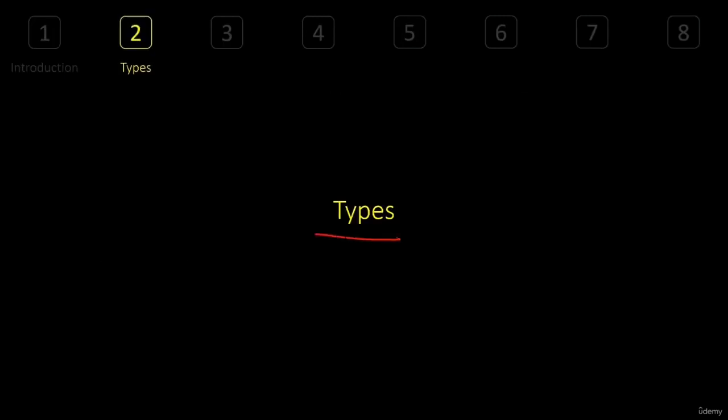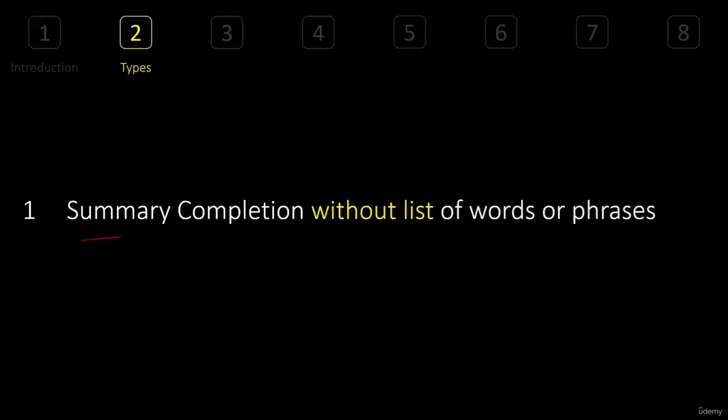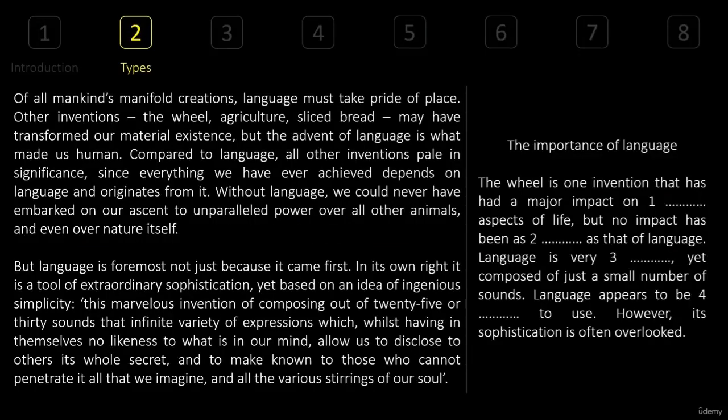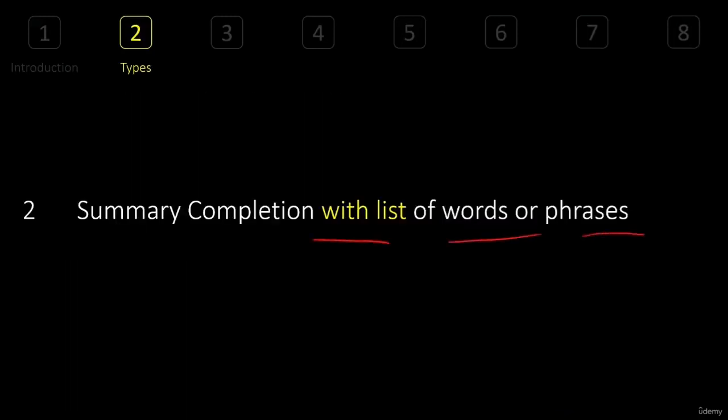Before that comes the types. There are two types: summary completion without a list of words, and summary completion with a list of words or phrases. I know this is getting confusing, so showing an example will make it clear. Let's look at the first one, summary completion without a list of words or phrases. Here we don't have any box providing options A, B, C, or D to choose from. Of course, you have to read the passage. There is no box with words or phrases, hence this is called summary completion without a list of words.